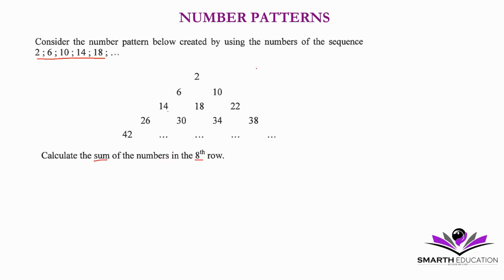Right, so we need to find the sum of the numbers in each row and then find what type of sequence it is. Let's start by extending the sequence. So we have 46, 50, 54, 58 there. And then the first row is 2, the second is 6 plus 10, 16, the third is 14 plus 18 plus 22 plus 54, the fourth is 26 plus 30 plus 34 plus 38, that's 128, and the fifth is 42 plus 46 plus 50 plus 54 plus 58, that's 250.